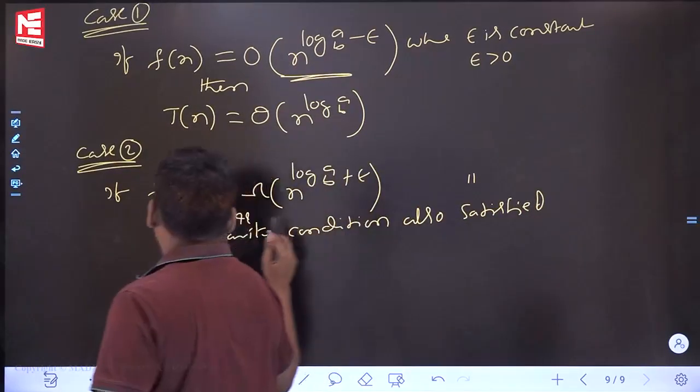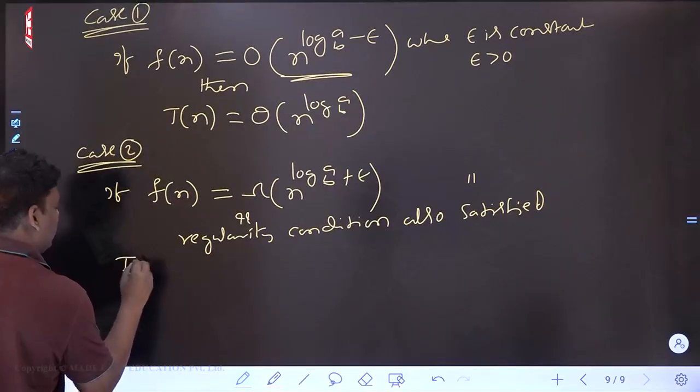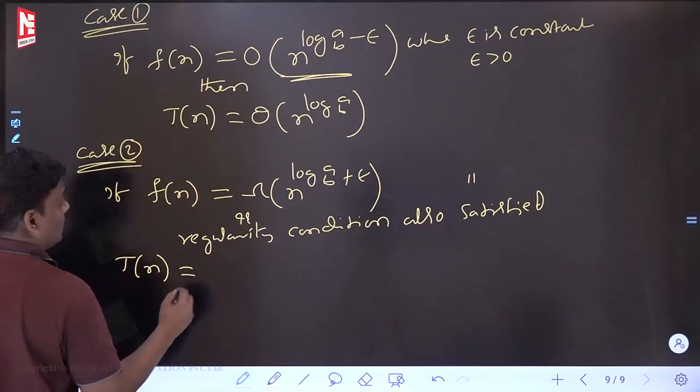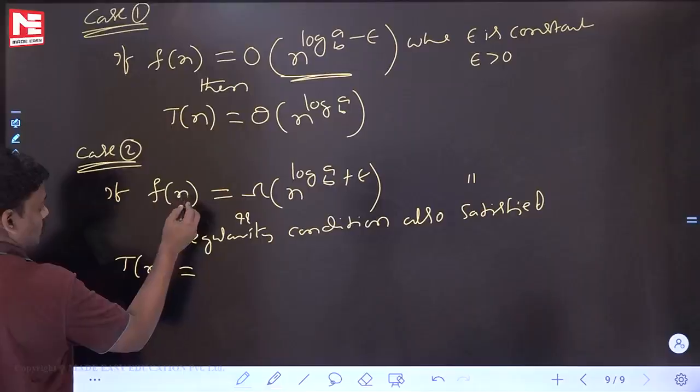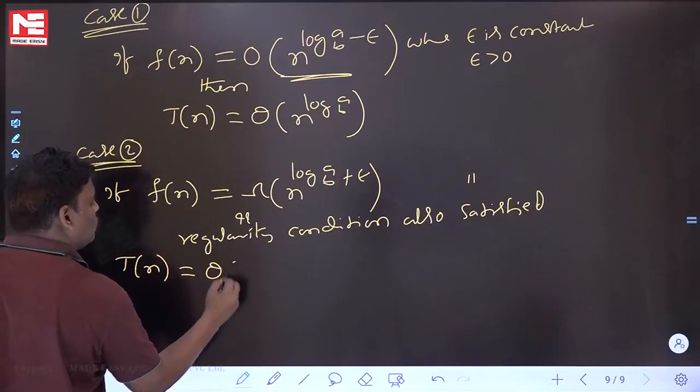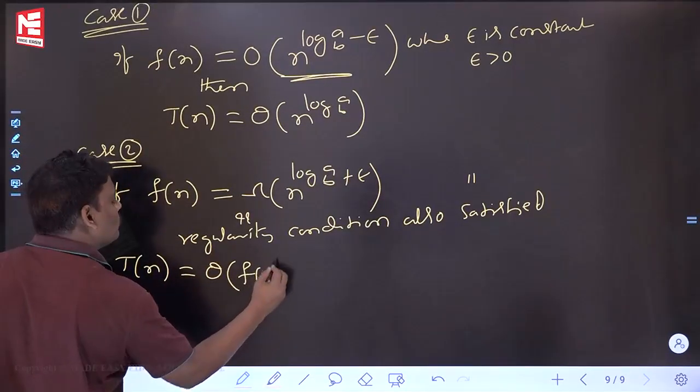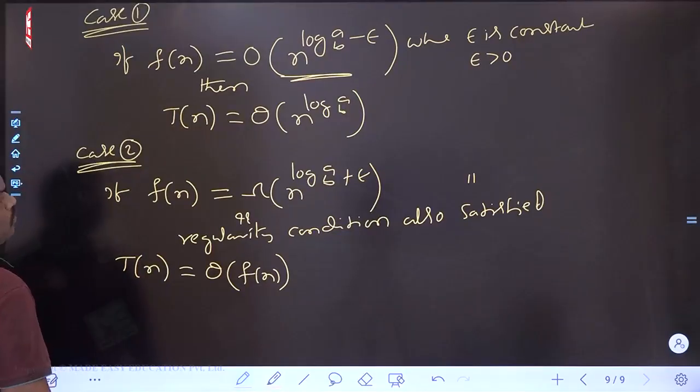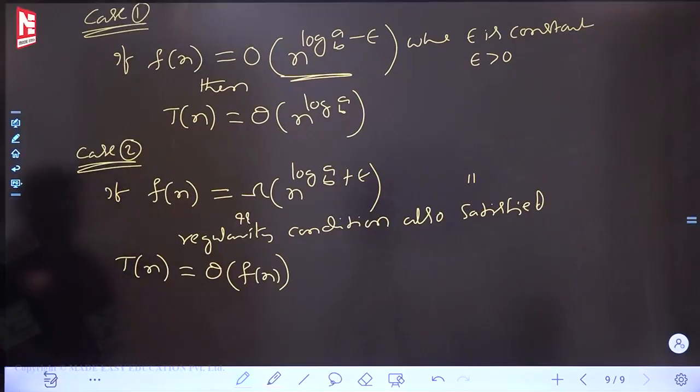then answer is going to be, can you help me know according to second case which is bigger? Omega means I think left side is bigger, then answer is whoever is bigger, that will be the answer. If f of n is omega of n power log a base b plus epsilon, where epsilon is constant greater than 0 and regularity condition also should be satisfied, then T of n is equal to theta of f of n. That is the case 2.